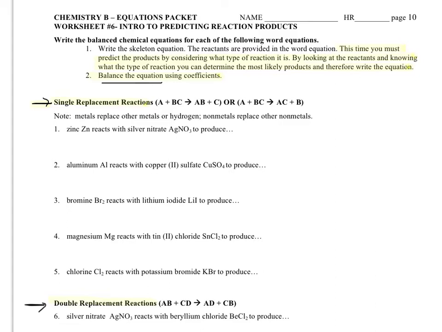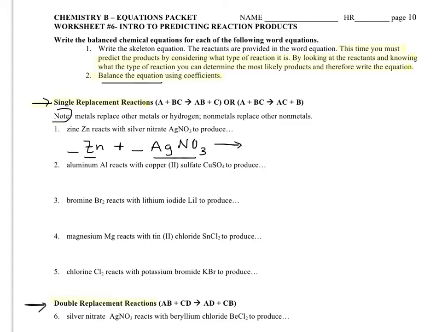So, let's take a look first at a single replacement reaction. They tell you that you have zinc, and it is reacting with silver nitrate. And they tell you that is going to produce something, and that is what you have to figure out. You'll remember from some of the earlier worksheets that in a single replacement reaction, our single element is going to come in and take the place of one of the elements in the compound. And it matters which element it takes the place of in order for you to get the right products.